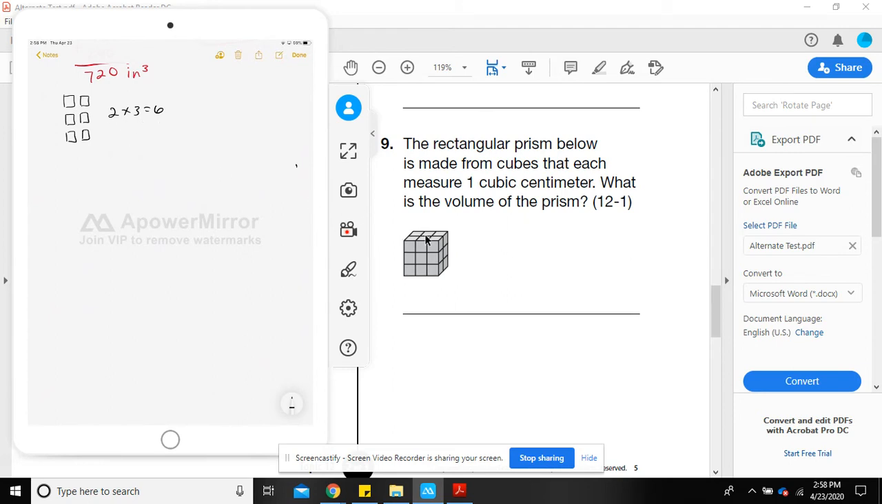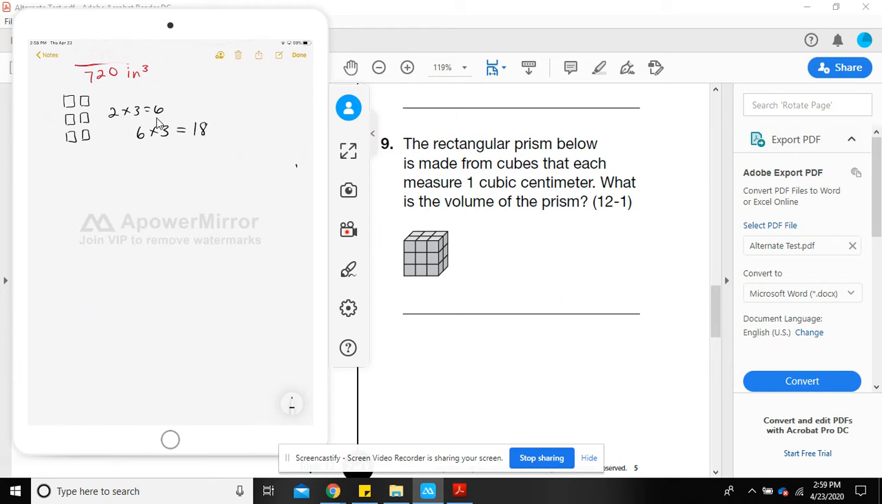I like to show that because it helps me to understand what this piece really looks like, okay? You can just count it too. 1, 2, 3, 4, 5, 6. And then look at how many layers there are. There's 3 layers altogether. So I can take this 6 and multiply it by 3 because there's 3 layers, and I know 6 times 3 is 18.